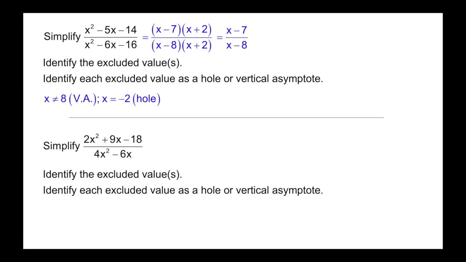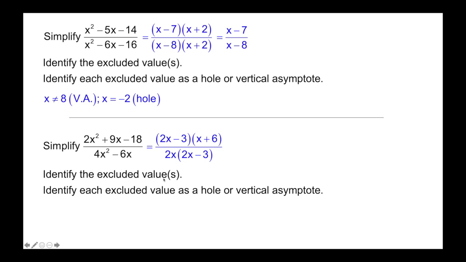Try this one. And once again, we want to look for a GCF. In the numerator, there isn't a GCF, but in the denominator, there is. So in the numerator, we're going to factor this, and we get 2x minus 3 times the quantity x plus 6. In the denominator, I can GCF 2x out, and then I'm left with 2x minus 3.